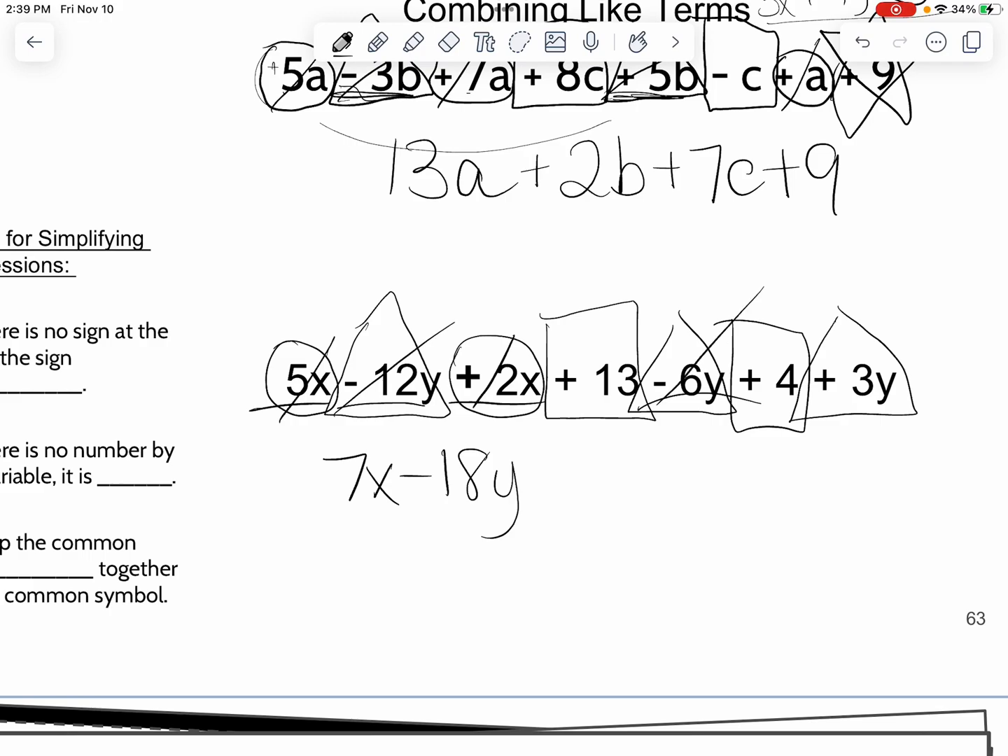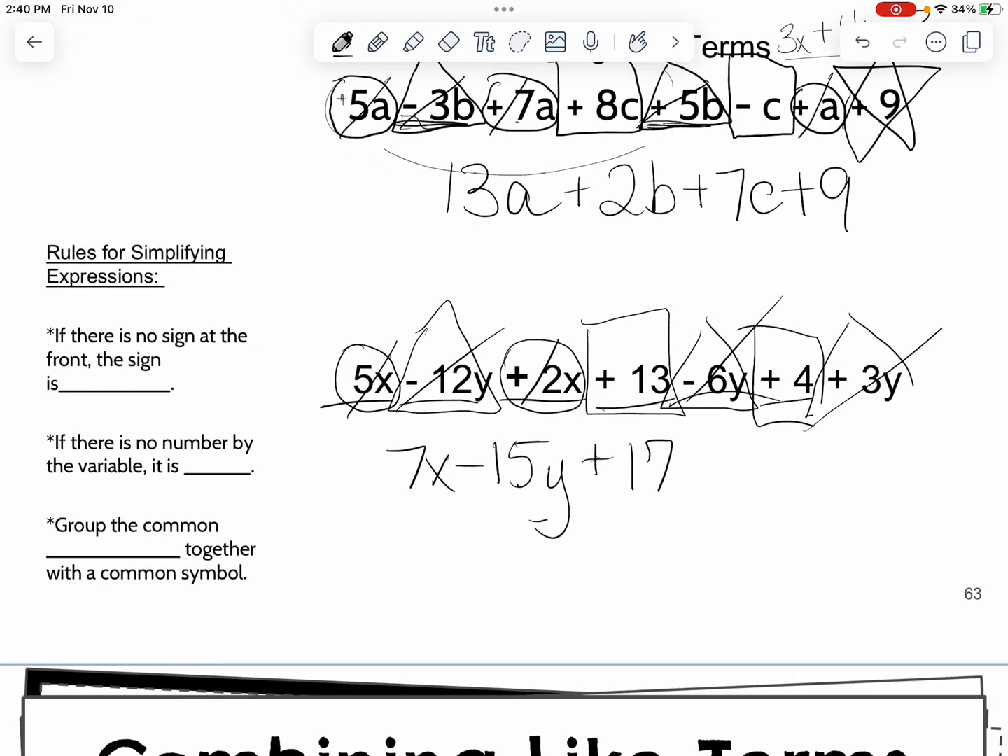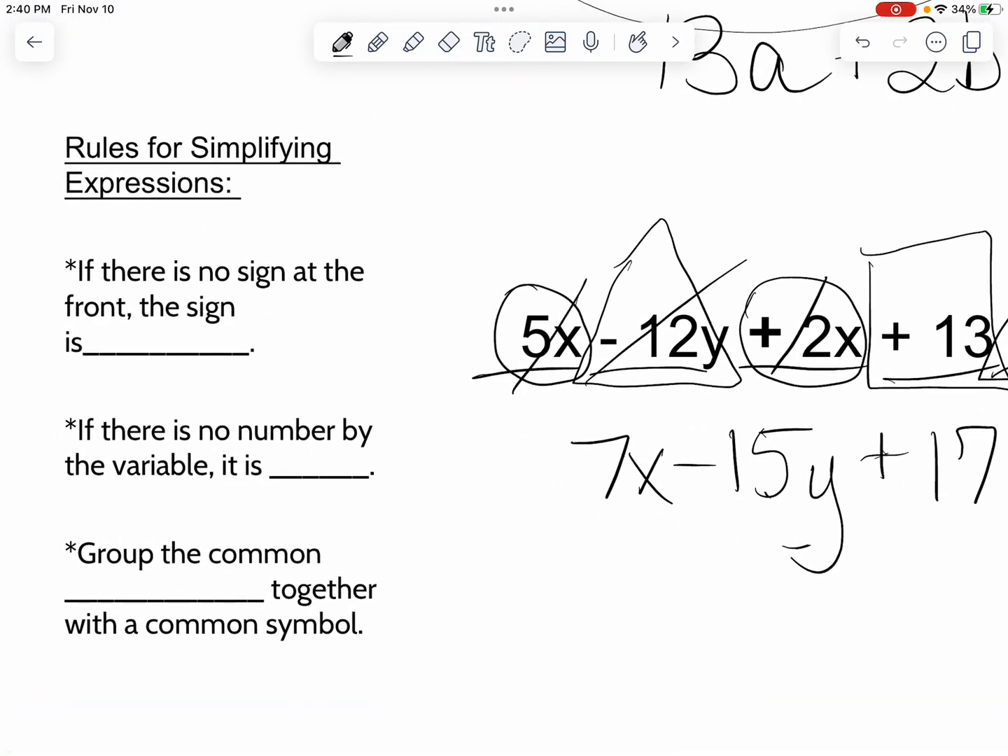I'm not done yet. Minus 18Y plus 3Y. So that is going to give me minus 15Y. And then 13 plus 4 is plus 17. There we go. All right, if there is no sign at the front, the sign is positive. So there's that given positive.